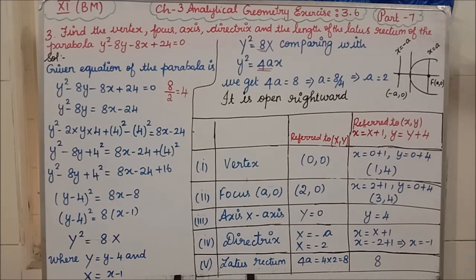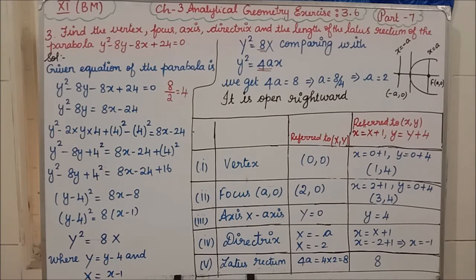Here students, now see the diagram. This is the open rightward parabola. This is the focus and also this is the latus rectum. The equation of the directrix is what? x equal to minus a, isn't it? The fixed line is the equation of the directrix. Now it is open rightward.